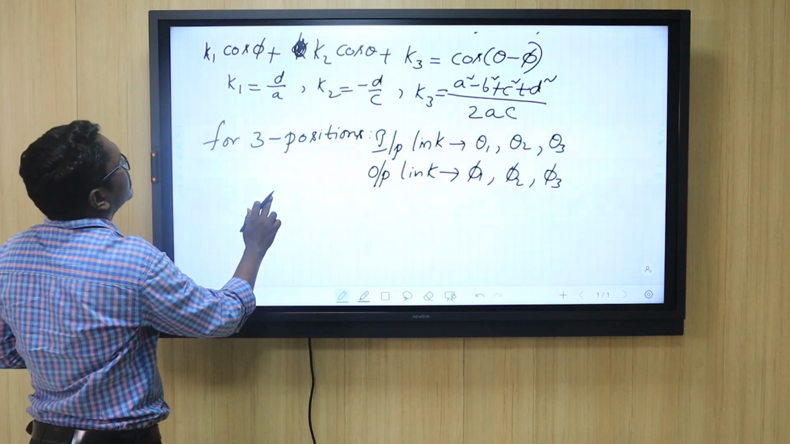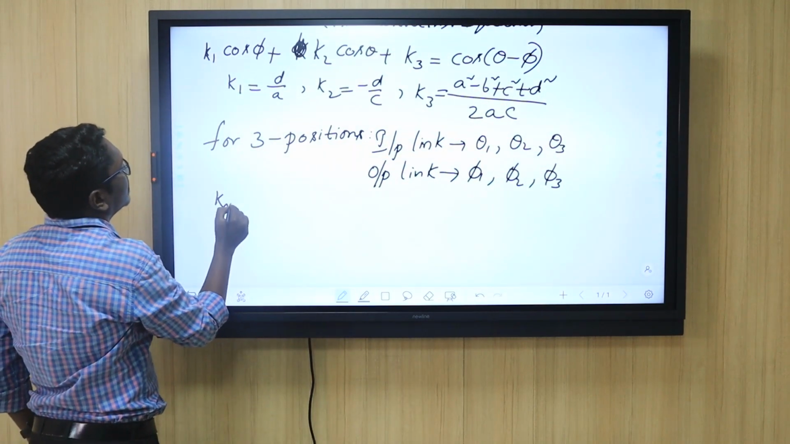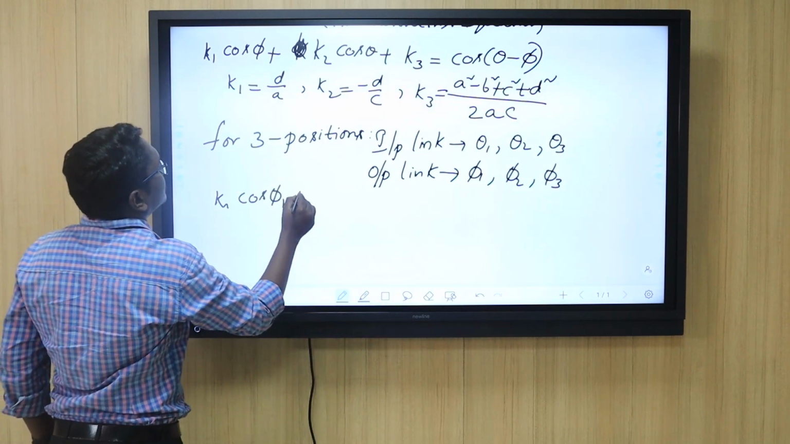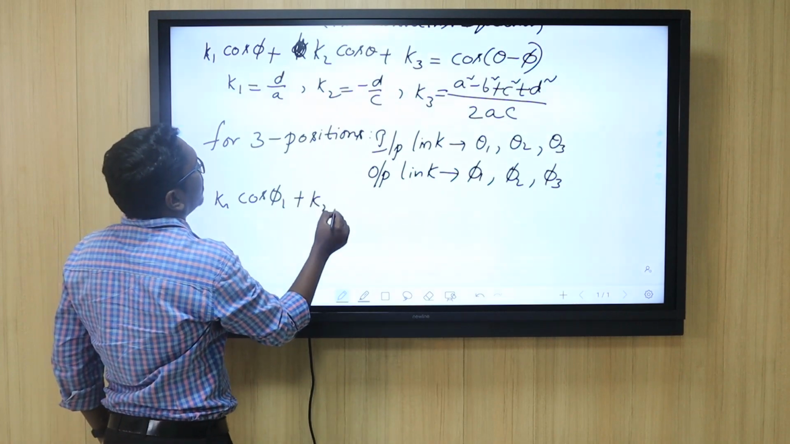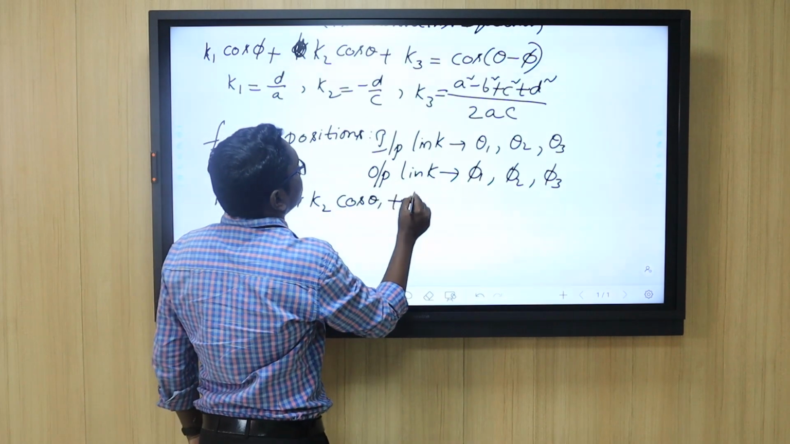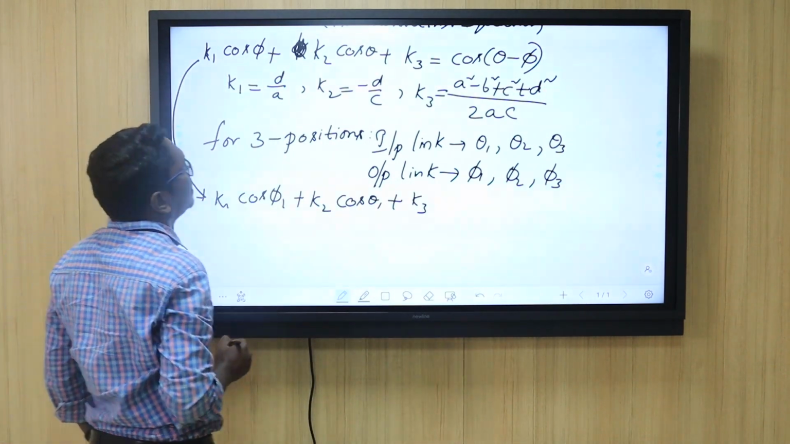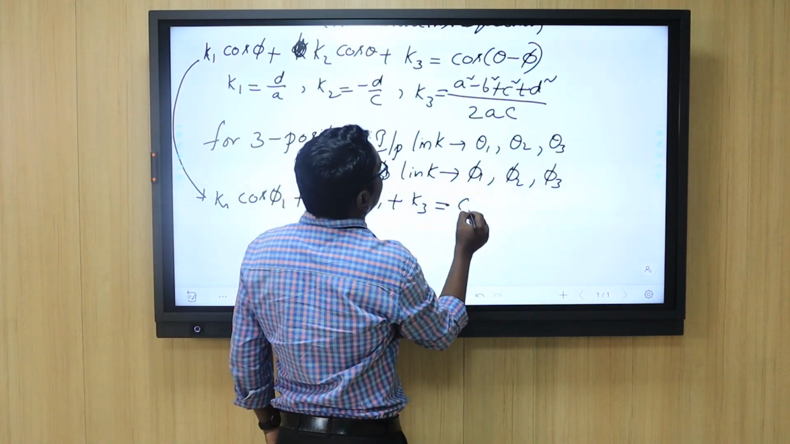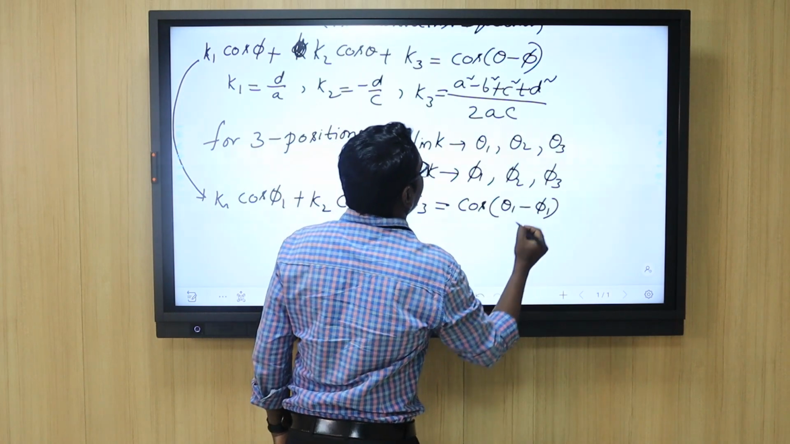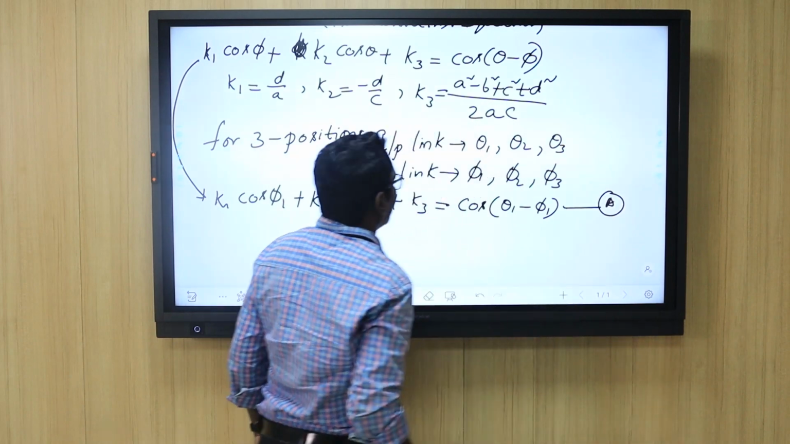So now from this relation let us write 3 equations. K1 cos phi 1 plus K2 cos theta 1 plus K3. So we are writing all the equations from here. K3 is equal to cos theta 1 minus phi 1. So let us consider this as equation A.